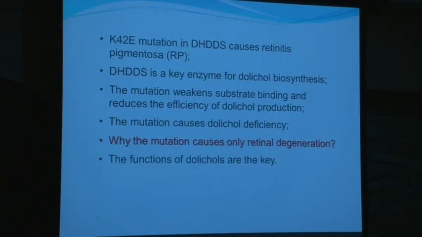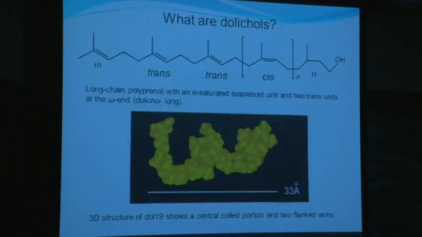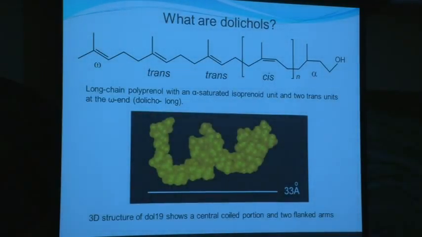The functions of dolichols are probably the key. That's bothering us for quite a long time. We're still thinking about why photoreceptors are so vulnerable to this problem. So let me give you some background of what dolichol is all about. Dolichol means that it's long. It's a long stretch of one of these things called isoprene.